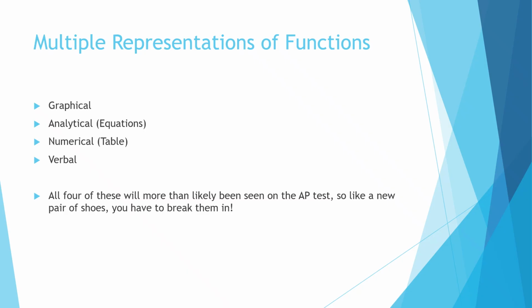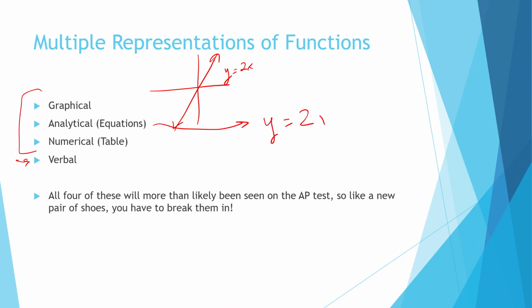So you will see throughout this course multiple representations of functions. There are 4 main ones. 3 of them you will see way more than the 4th, which is verbal. So let's talk about each one. Graphical: you could see an equation graphed in Desmos. Maybe let's try y equals 2x. Analytical is just equation form. That would just be y equals 2x there.